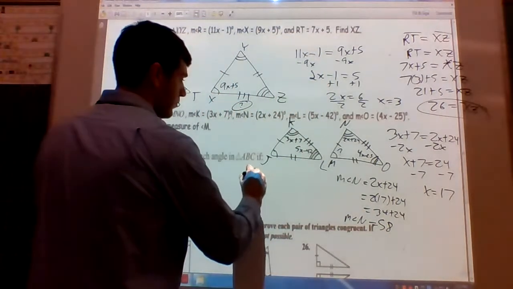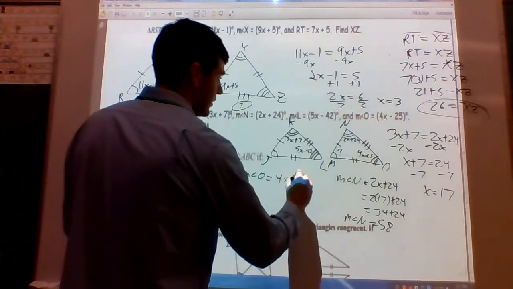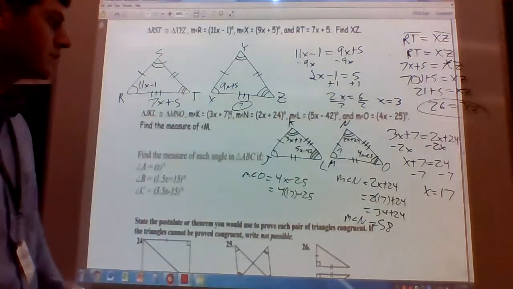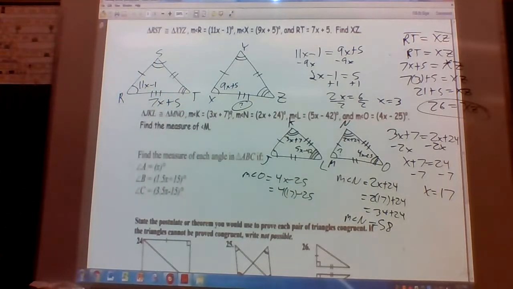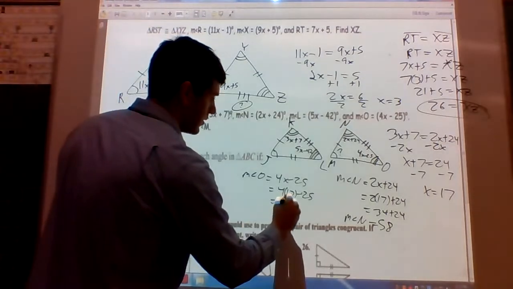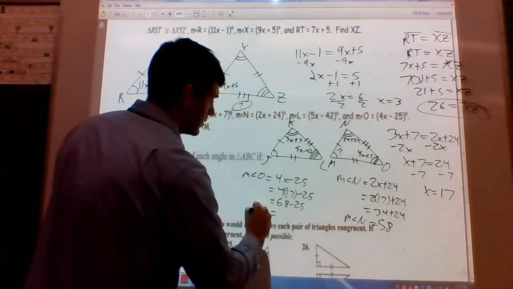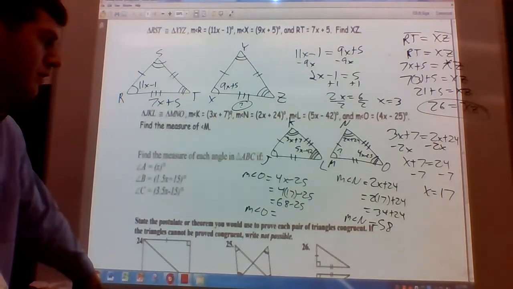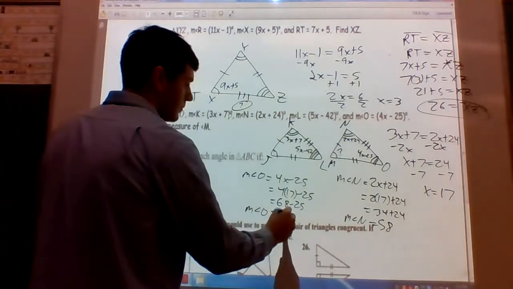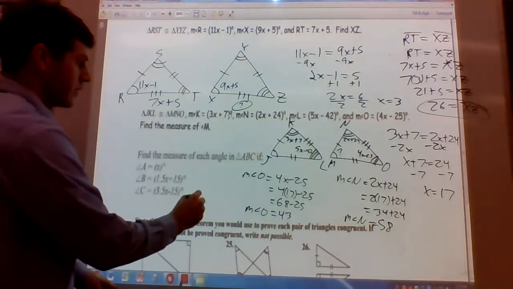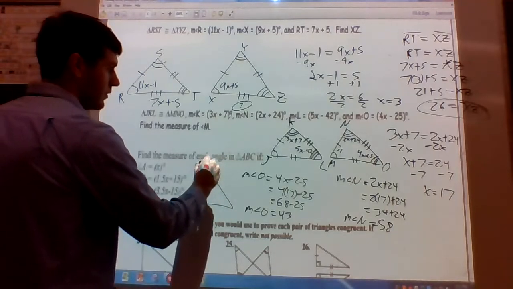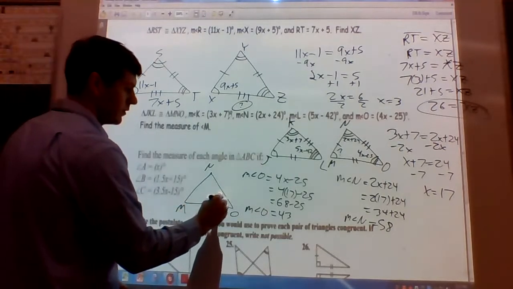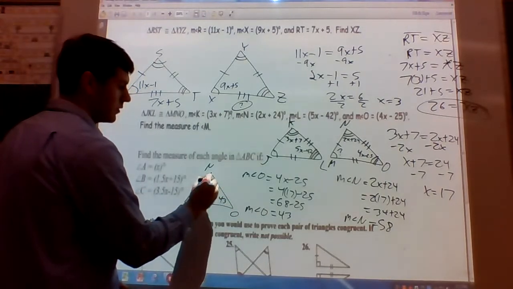The measure of angle O is going to equal 4x minus 25. So that's 4 times 17 minus 25. 4 times 17, so that's 34 times 2, which is 68. Minus 25, which is going to give us 43. Okay, so again, if we draw our triangle again, without the mess, we have N, O, and M. We know the measure of angle O is 43. The measure of angle N is 58.